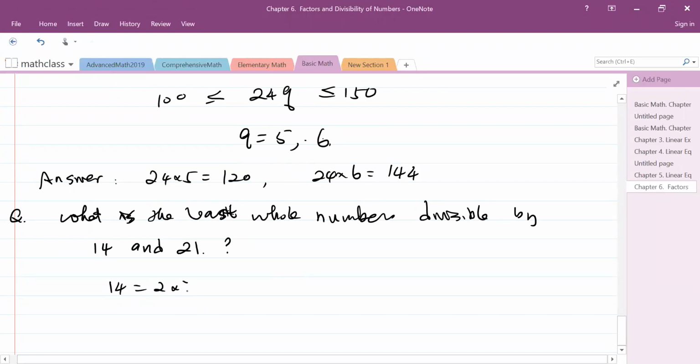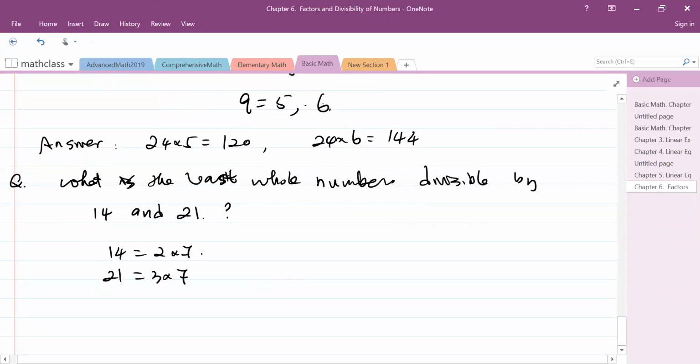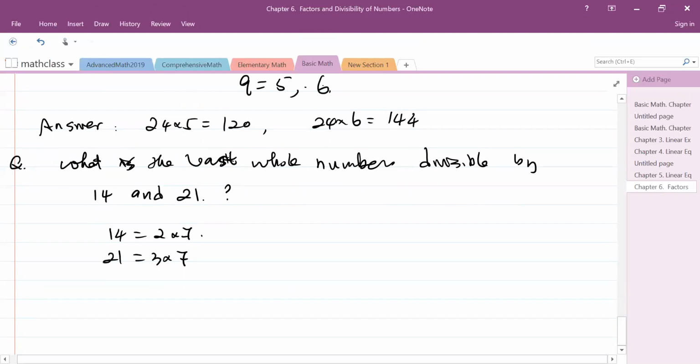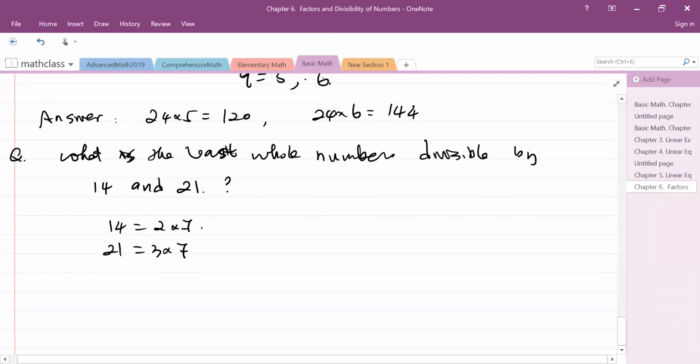So 14 is 2 times 7. 21 is 3 times 7, right? A number divisible by 2 times 7 and by 3 times 7, that number must contain 2, 3, and 7. Okay? So the least whole number must be 2 times 3 times 7. Yeah, that's going to be 42.